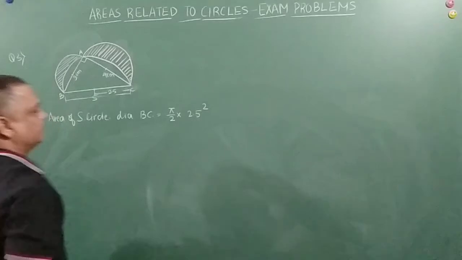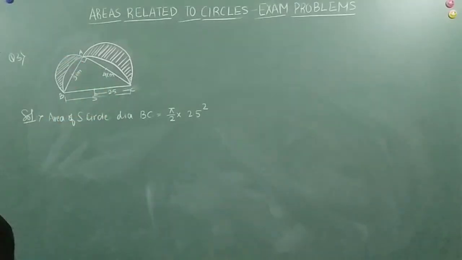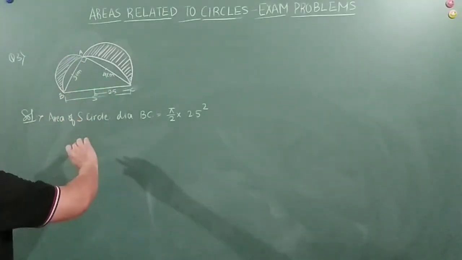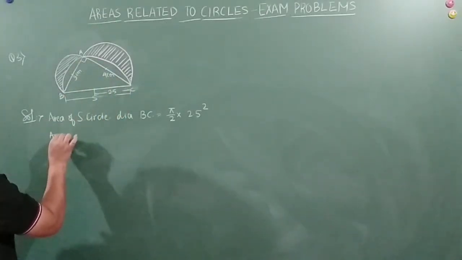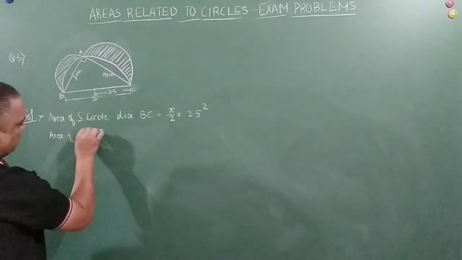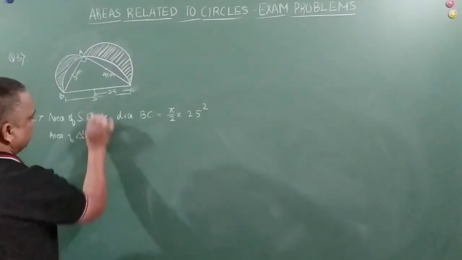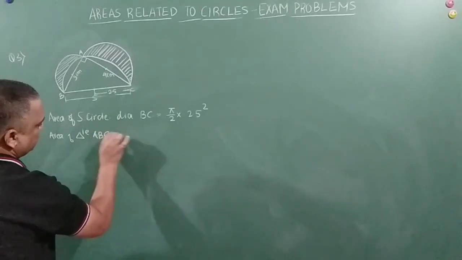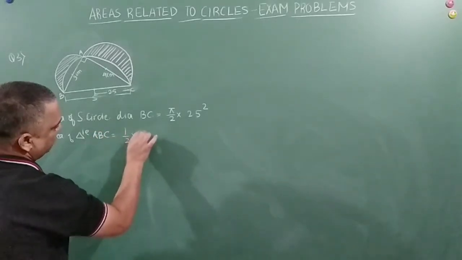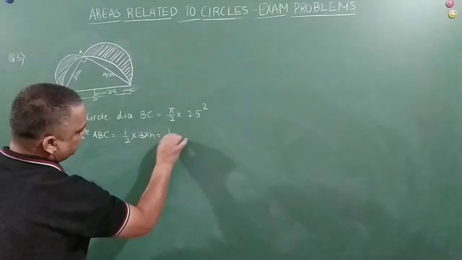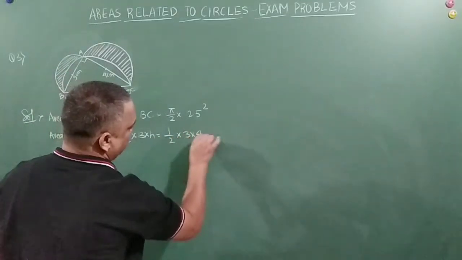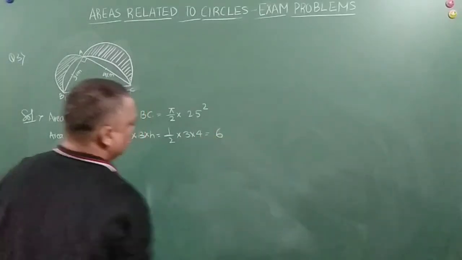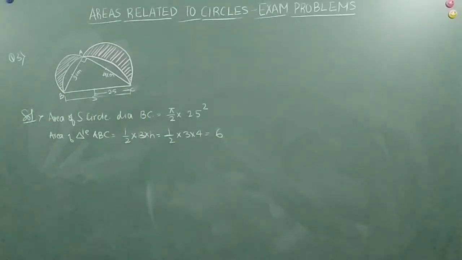2.5 square, I am writing. So this is the area of this triangle. Now the area of this semicircle. Now the area of triangle ABC is equal to half into base into height, that is half into base, which is 3, into height, which is 12 divided by 2, that is equal to 6. This is all again in centimeter square, friends, right?